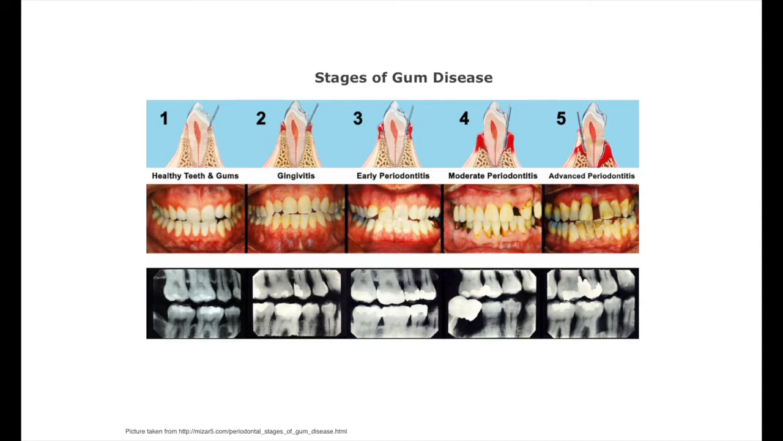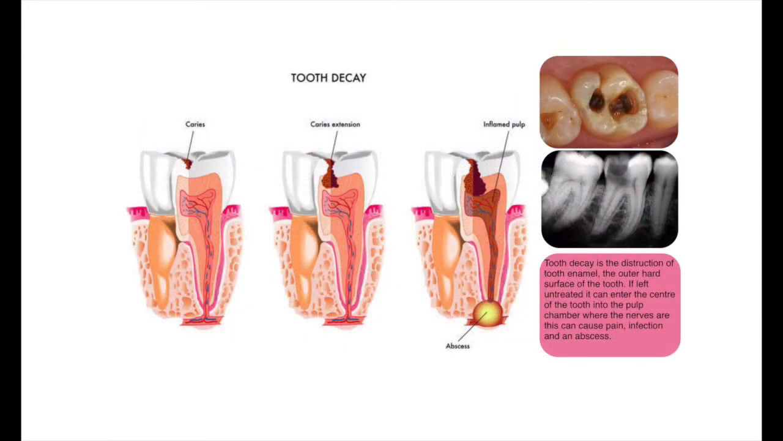Often this is a gradual process and the effects are not seen initially as the gums cover the damage. It is often not evident until the teeth wobble or the gums recede. The X-rays here show a better picture of the stages that the mouth goes through, from gingivitis through to advanced periodontitis. The second disease we are going to look at is tooth decay, also known as dental caries.